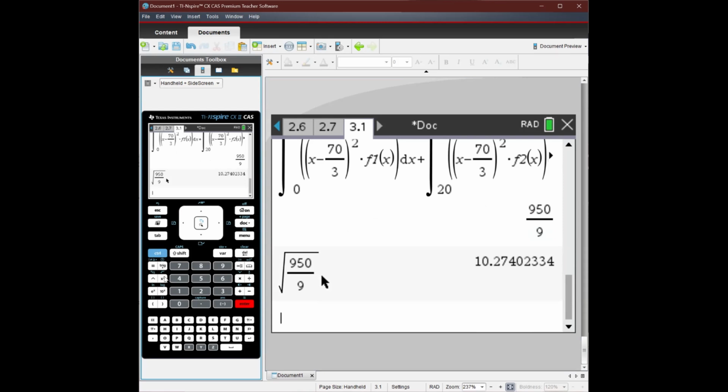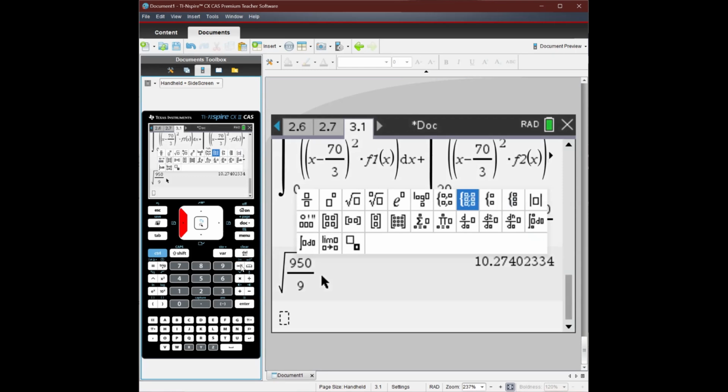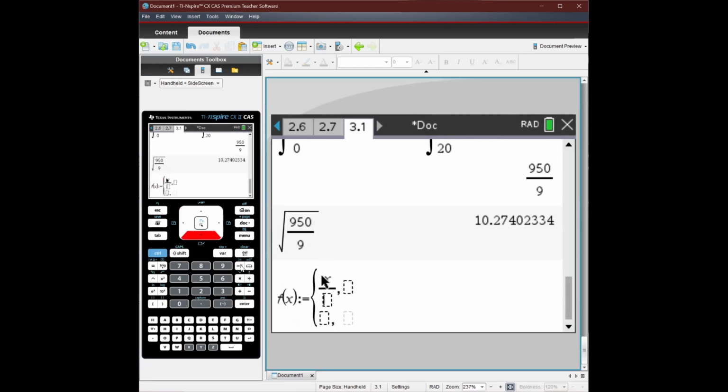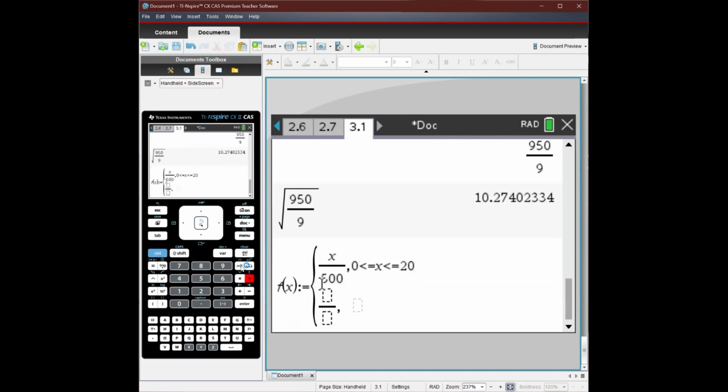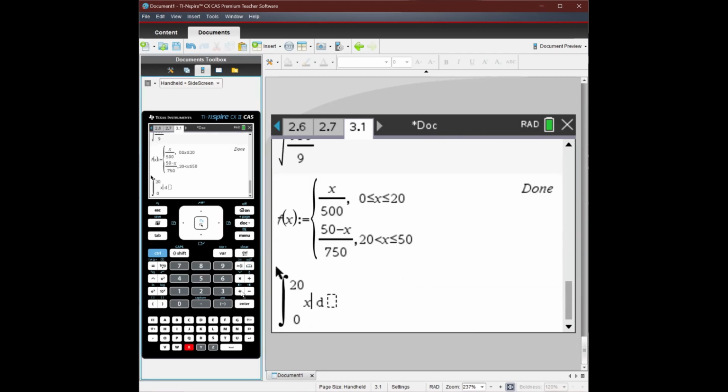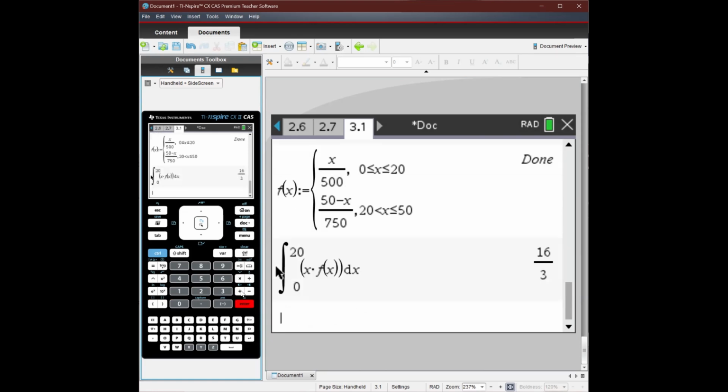And I have a reason why I'm not defining the whole function as a hybrid function. Because when you define the function like this, f of x is assigned to x over 500 from 0 to 20, and then it's 50 minus x divided by 750 from 20 to 50. Okay, yep, you can do it like this, 0 to 20, x times f of x dx.